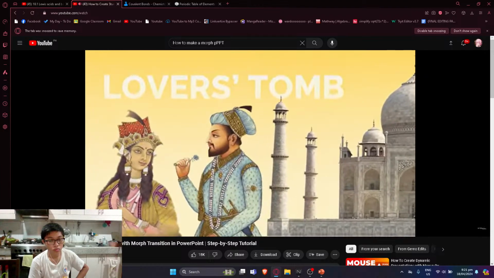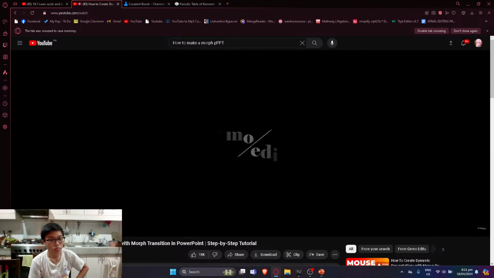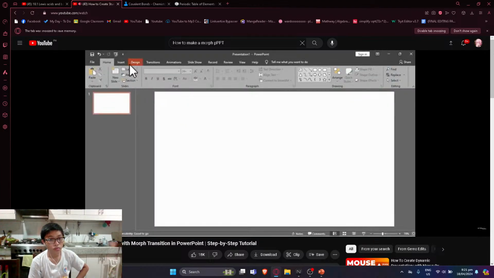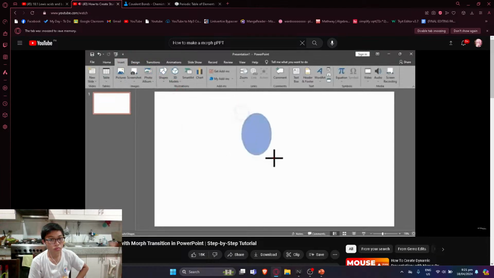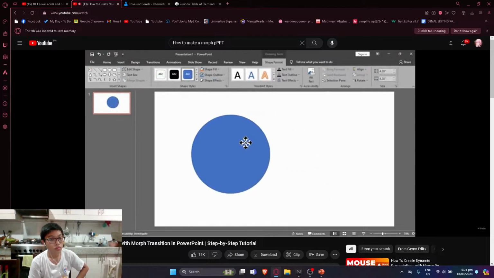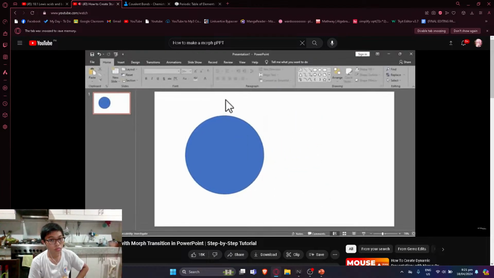In order for you to easily understand the morph transition, let's start by understanding its basic function. Open your PowerPoint presentation and go to the slide where you want to create the morph transition. So I have here a blue circle shape. And then we will duplicate the slide: right click the slide and hit the duplicate slide option. On the duplicated slide, make any changes to the elements on that slide.